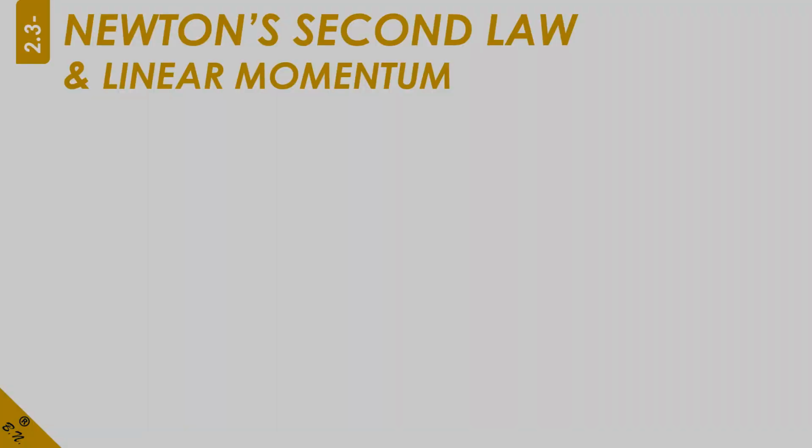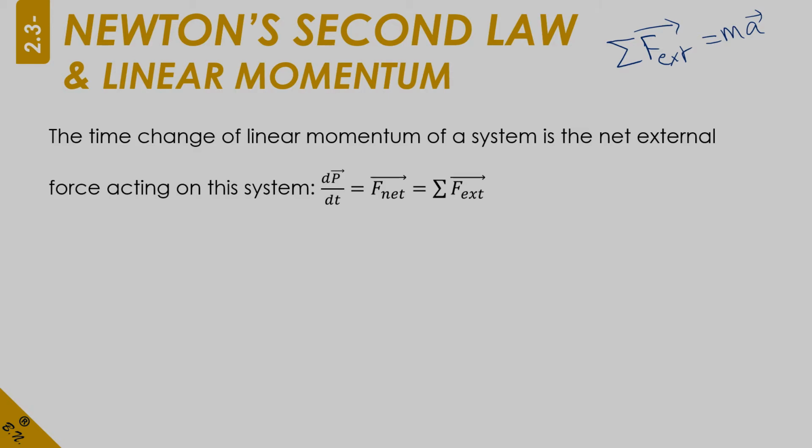Before we start with this part, we go back to grade 11 or previous classes when we studied that Newton's second law is the following: summation of F external equals m a. Now we know that a is dv by dt. So how are these two ideas linked together? How is Newton's second law linked to linear momentum? Let's see. The time change of linear momentum of a system is the net external force acting on the system: dP by dt as a vector equals F net as a vector, which is the summation of F external.